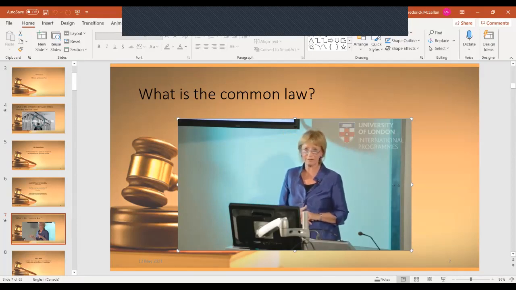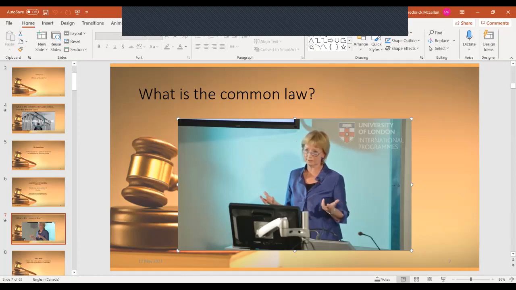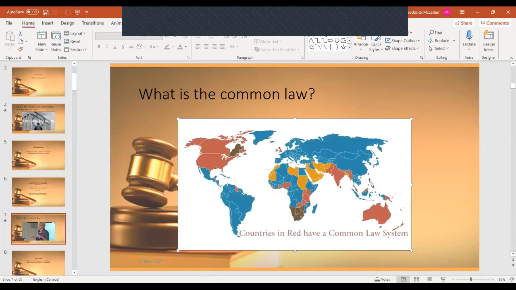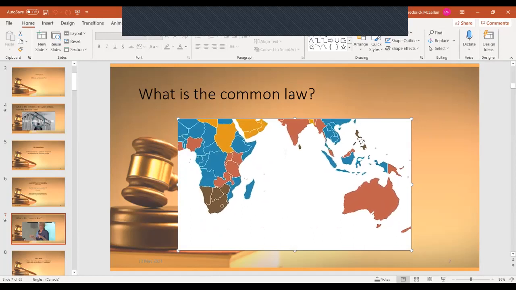Another reflection, or a final reflection, is the extent to which the English common law has influenced the development of legal systems around the world. This is a map which shows the spread of common law to other jurisdictions in the world. So the English common law tradition was transported around the world to places that had been colonized by the British. So you can see that there are common law systems in Australia, the USA, Canada and New Zealand, all of those have connections with England.